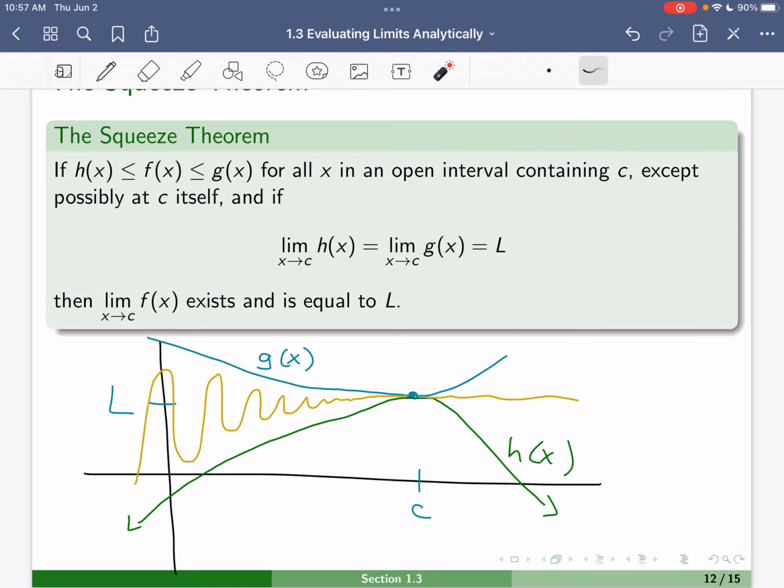In our next video, we're going to look at some special trig limits, and we will evaluate some limits involving those. We will see you there.